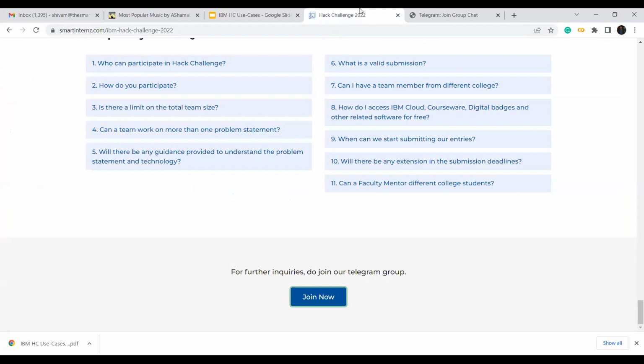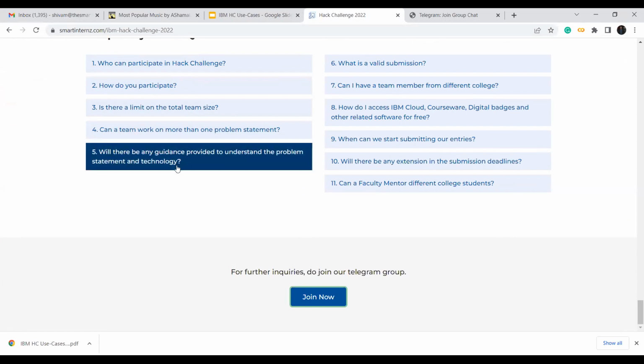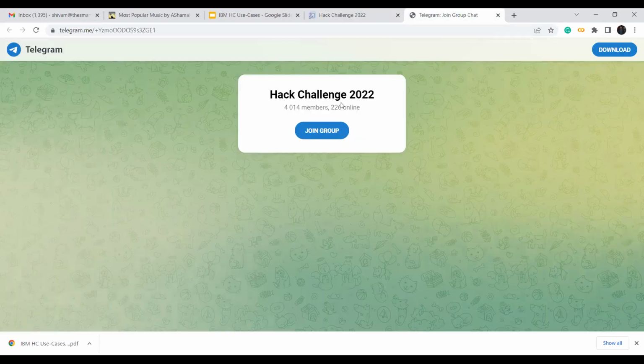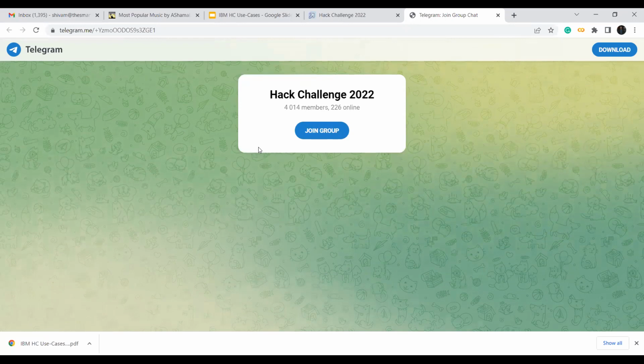No, there is no other way for now. For now, we are using Telegram for providing the support. I request you to please join the Telegram group. Go to the website, IBM Hack Challenge, which I already shared in the chat. Scroll down to the last, click on the join now button. Once you click on that, you will be redirected to this page. If you have a Telegram account, click on join group and you will be joined to that particular group.